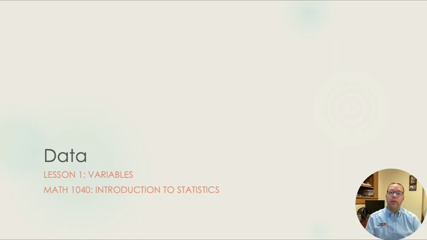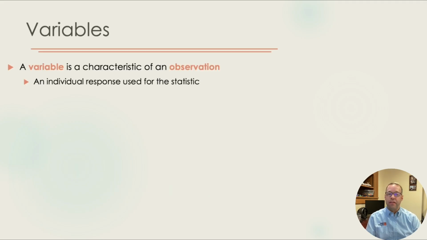In this video, we're going to start looking at data, which is basically just the information we bring in for a statistical study. Now, the heart of data is the variable. What is a variable? A variable is a characteristic of an observation. Well, what's an observation? I think that the best way to define this is with an example.